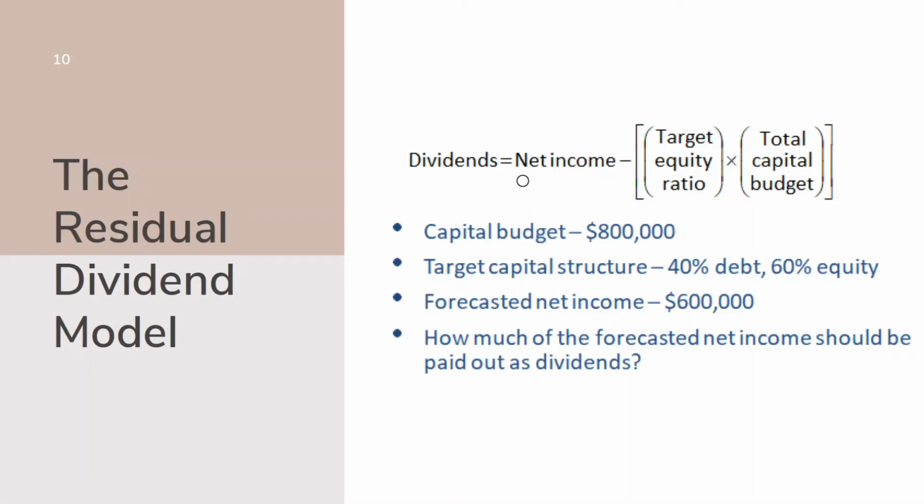Let's take a look at the relationship between the dividend payment, the company's net earnings, and the company's capital budgeting. In the residual dividends model, the company must first set a capital budget. Let's say the capital budget is $800,000. Then the company will decide how much of this capital expenditure will be financed by debt and by equity. In this numerical example, 60% of this capital expenditure will be financed by equity. 60% of $800,000 is equal to $480,000. Then the company expects to make net earnings of $600,000. This is a forecasted net income in the coming year.